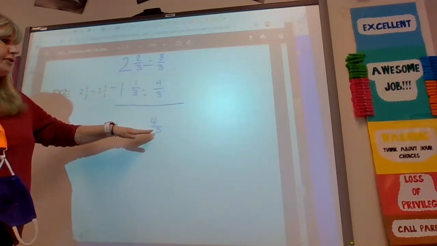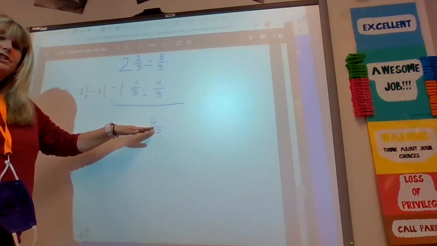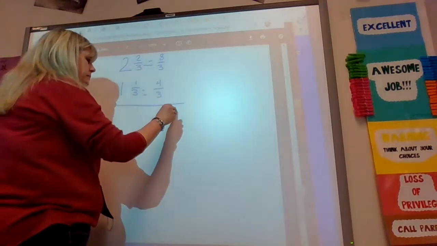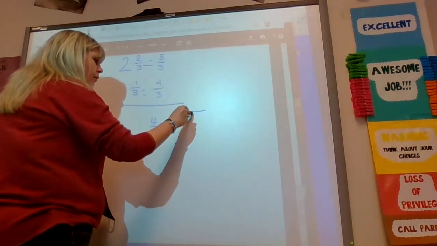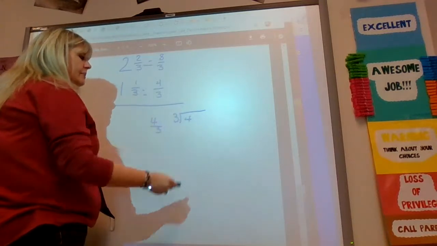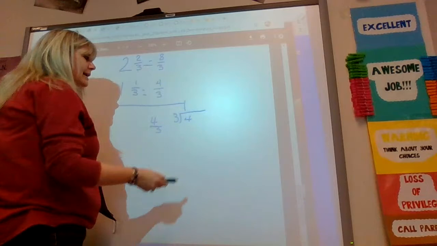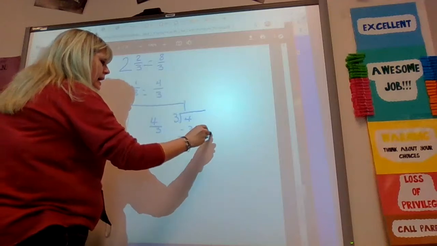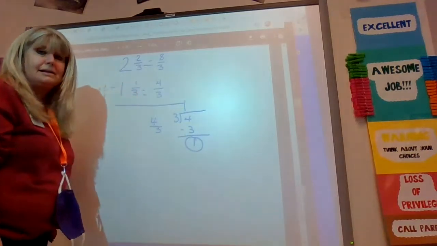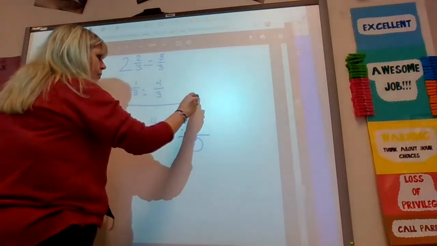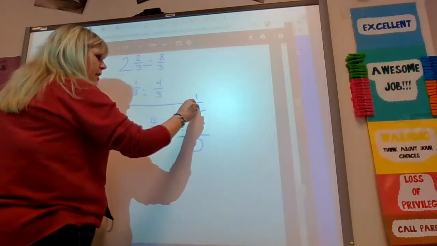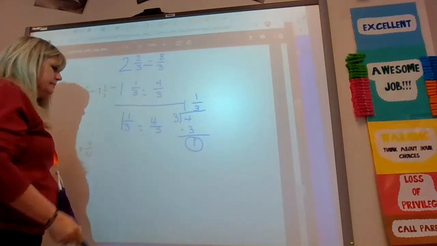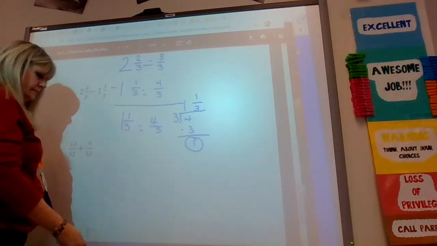Now, 4/3 is an improper fraction, and we want to change it to a mixed number. Remember how we do that? We divide. So, 3 is my divisor, 4 is my dividend. How many groups of 3 can I get out of 4? 1. That becomes my whole number. 1 times 3 is 3, and I subtract. My remainder is now my numerator. So 1, and my divisor is my denominator. So 4/3 is equal to 1 and 1/3. And that's the answer to that one.